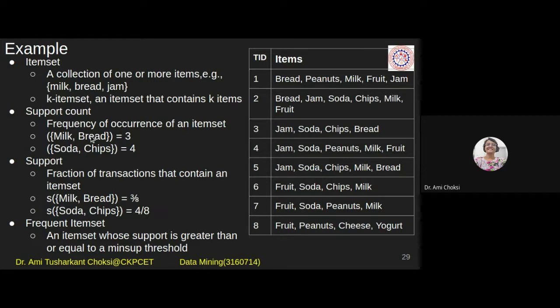Let us consider milk and bread. Let us check it out here. Bread is there, milk is there, right? The count is 1. Here bread and milk is there, so count is 2. Here only bread is there, so no need to consider. Here milk is there. No need to consider. Here milk and bread, so we need to consider. So count is 3. Here only milk. Here also is milk. And here nothing is there. So count of milk and bread is 3.